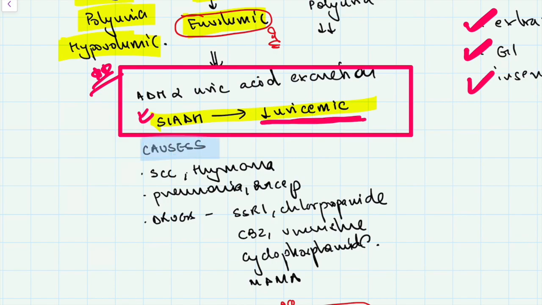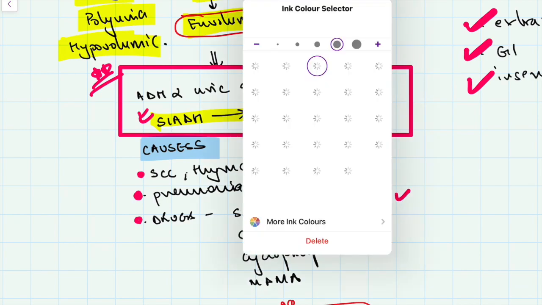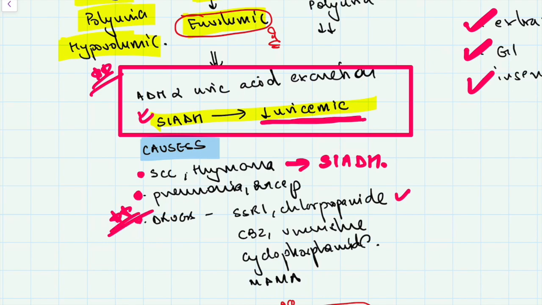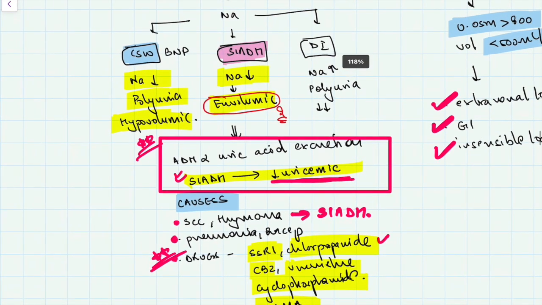Now next are some important causes of SIADH. First are paraneoplastic conditions like small cell cancer of lung and thymoma leading to SIADH, right. Then pneumonia, then some drugs like SSRIs, chlorpropamide. This is very important. The drugs are very important, and it has been asked in previous year questions what drug causes SIADH. So SSRIs, chlorpropamide, carbamazepine, vincristine, cyclophosphamide, and MDMA or ecstasy, right, or Molly.